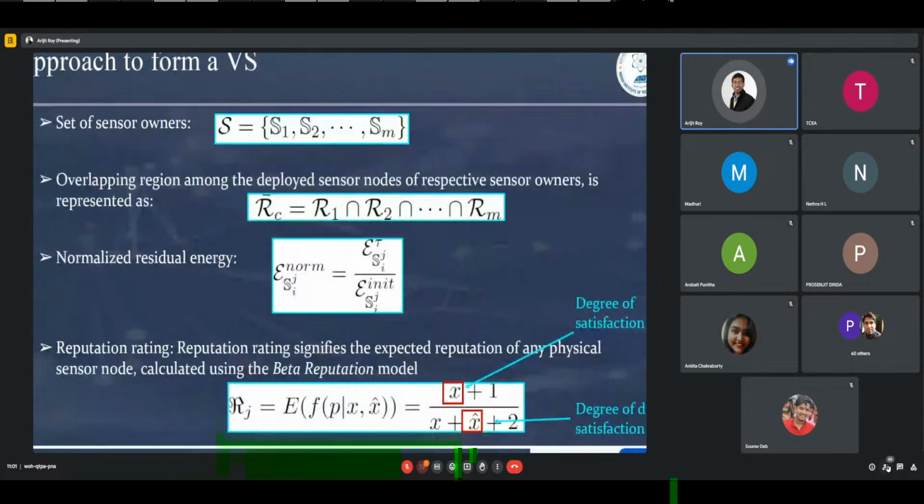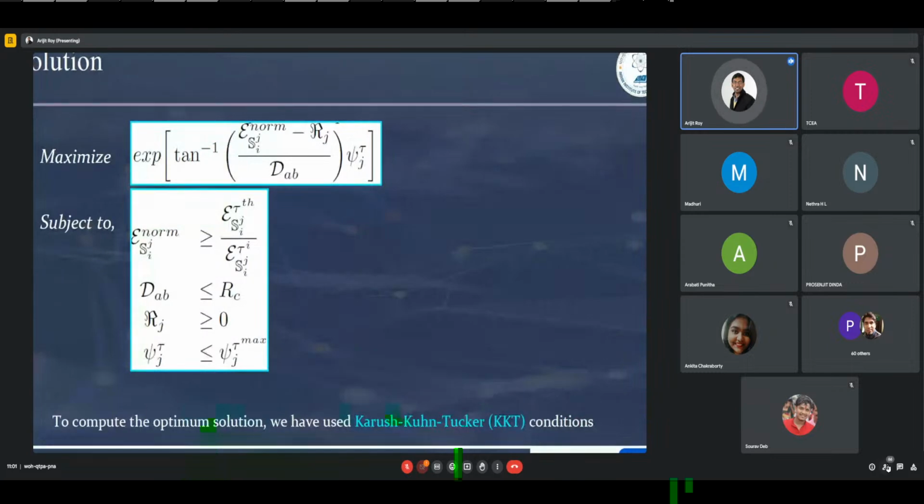So for that we model this thing mathematically. We are considering different state notation including residual energy, then we are calculating some reputation. That is the reputation rating. For that, we use the beta reputation model using this equation. So we have done this degree of satisfaction and degree of dissatisfaction. You can find it. Finally, we are forming an optimization function using KKT condition. This we have solved with Lagrangian multiplier and KKT condition.